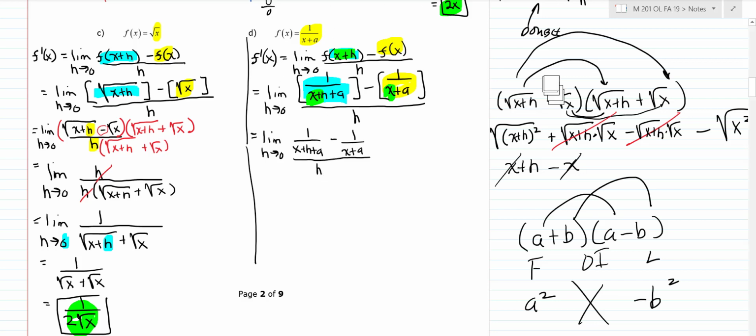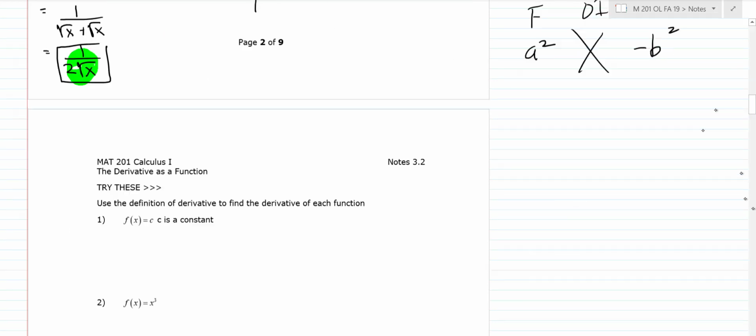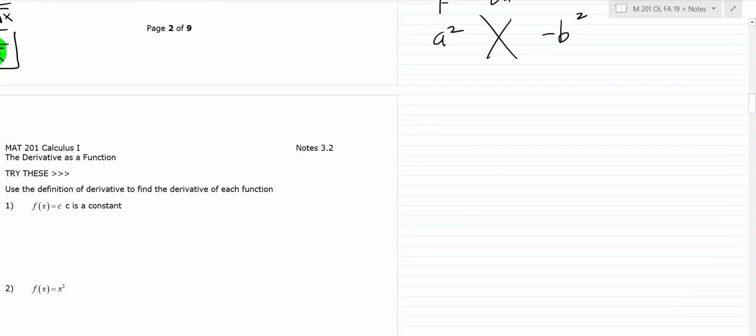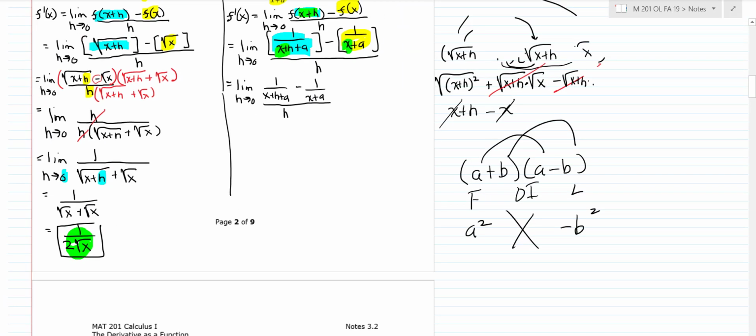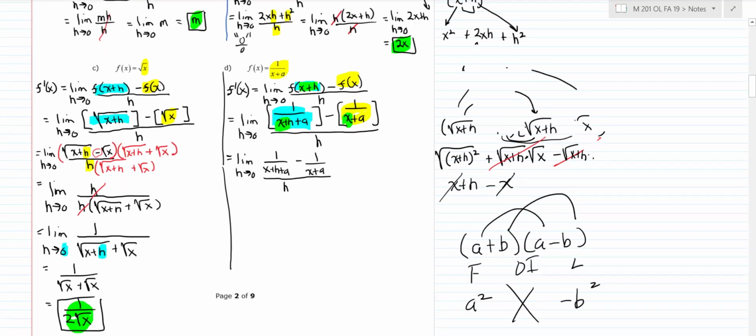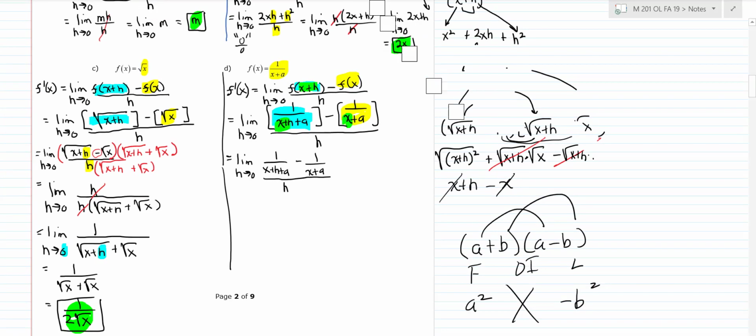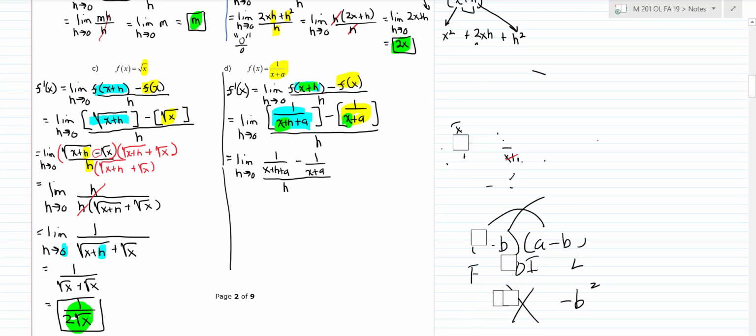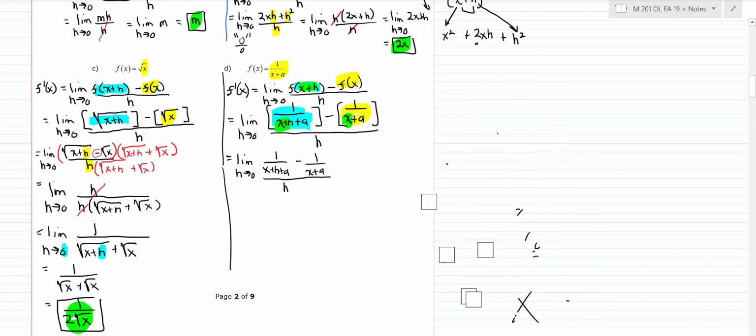I'm going to erase all this scratch stuff I did over here, and I'll show you the thought process that I have on this. So let me get rid of this. Not crap, that's good stuff. All right, so here's the idea. If you have 1 over x plus h plus a, like we do, and you want that denominator to go away, well, then you just multiply by it. Okay, I'd get rid of it.